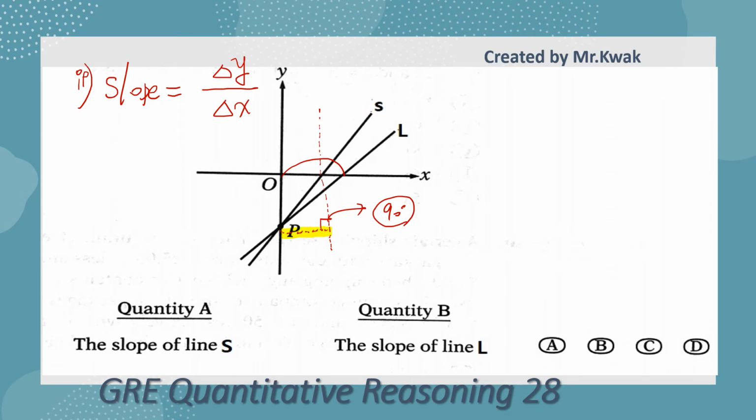First of all, we can figure out that the change of x is equal between line S and L. Is that correct? Yes, right. So in that case, we can just think about the change of y, like this part.